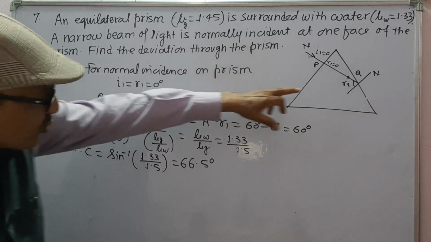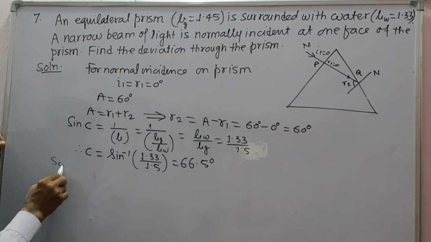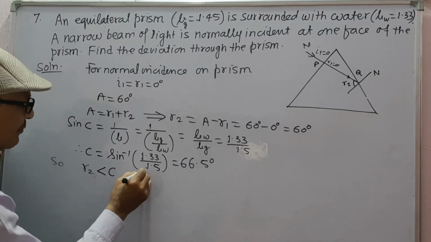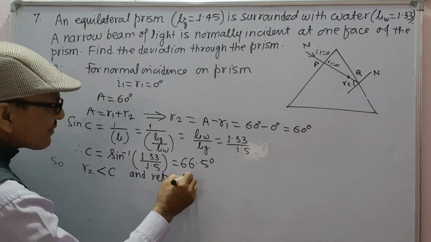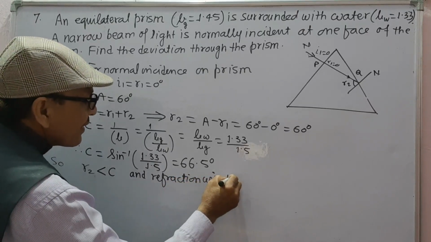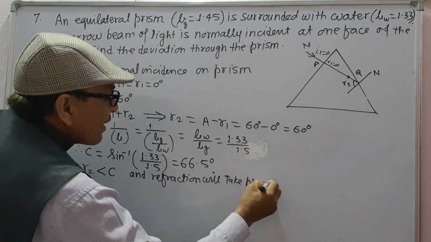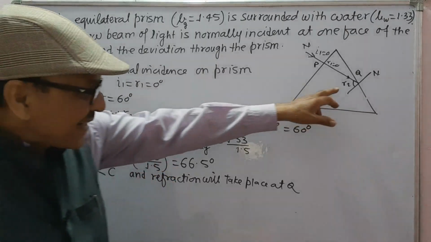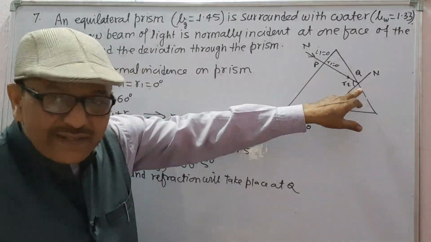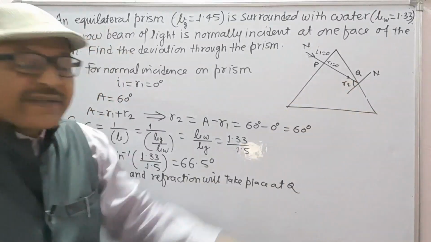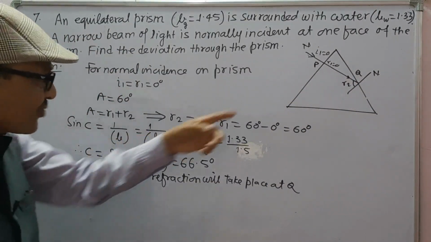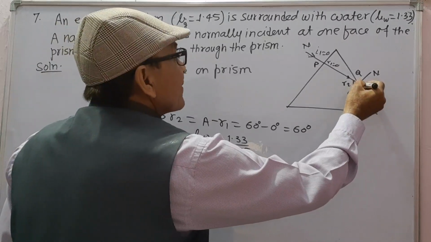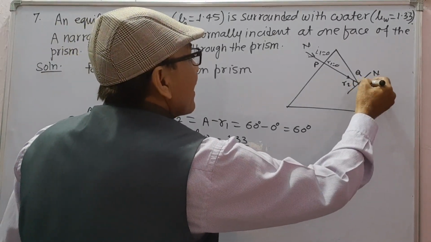Thus, in this case, R2 is less than critical angle. So R2 is less than critical angle and refraction will take place at point Q. If C were less than R2, then total internal reflection would have been taking place at point Q. But in this case, R2 is less than C, therefore refraction will take place at point Q. Now this is initial direction. Suppose this is I2.